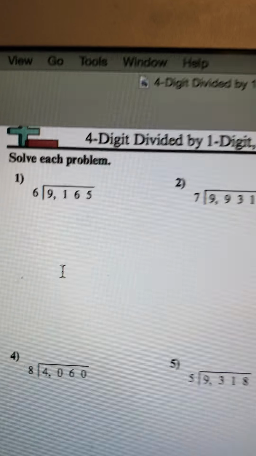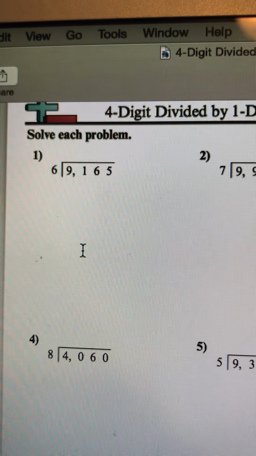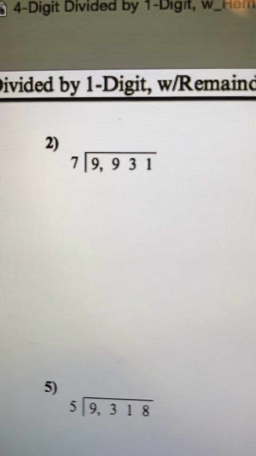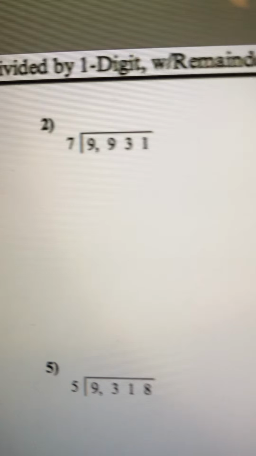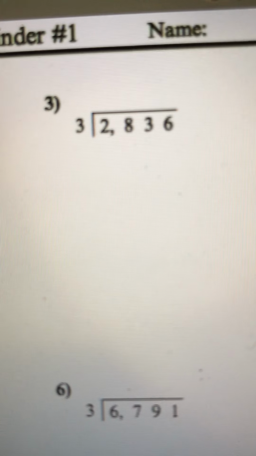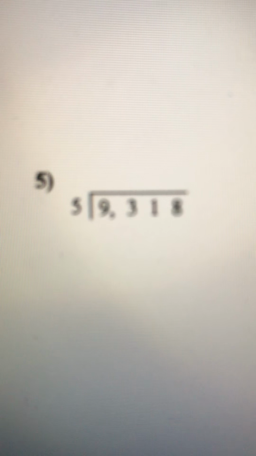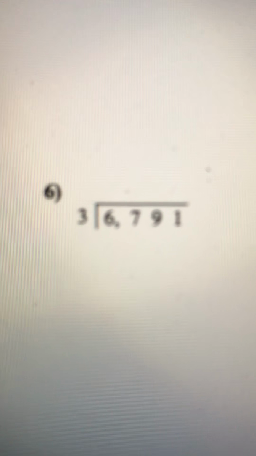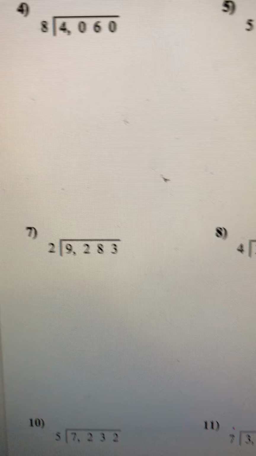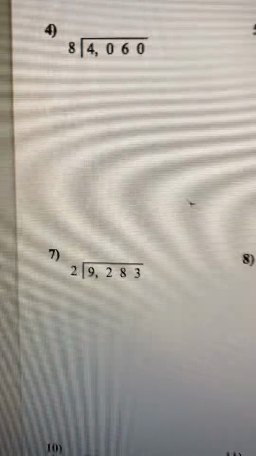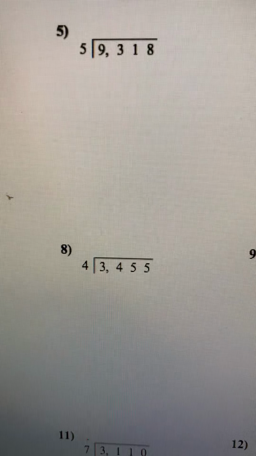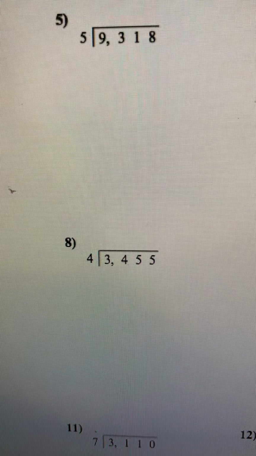Okay? The first one, 9,165 divided by 8, 9,931 divided by 7, 3,836 divided by 3, 4,060 divided by 8, 9,318 divided by 5, 6,791 divided by 3. Number 7, 9,283 divided by 2. Number 8, 3,455 divided by 4.